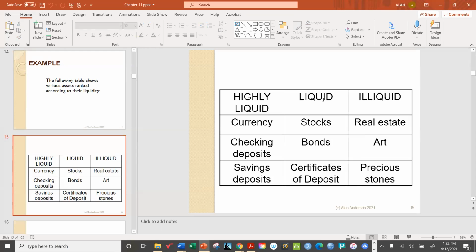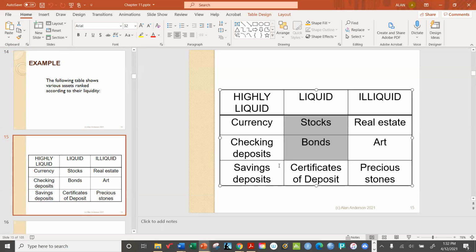Now over here in the less liquid column, stocks and bonds, it's easy to sell them, but it does take time and you typically do have to pay a fee. That is not the case with currency or checking or savings deposits. These have to be sold in order for you to spend that money.